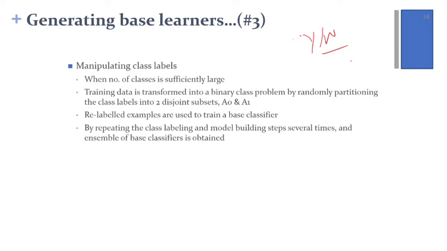We have 26 classes to identify. Can I build a classifier that is going to be like 26? I can build like 13 binary classifiers. You see? Each classifier will handle two classes. Separate A and B. You separate B and C. You separate D and E. We keep building it repeatedly like that. So the training data is transformed into a binary class problem by randomly partitioning the class labels into 2 disjoint subsets, A0, A1. So we start building them into 2 disjoint sets. It's a multi-class problem, but we break it into binary.